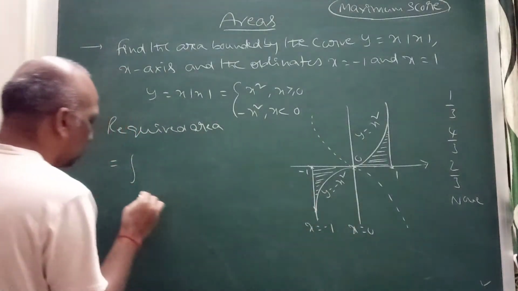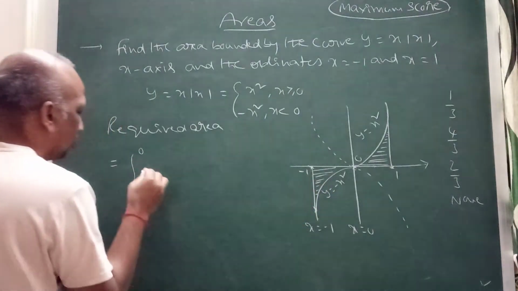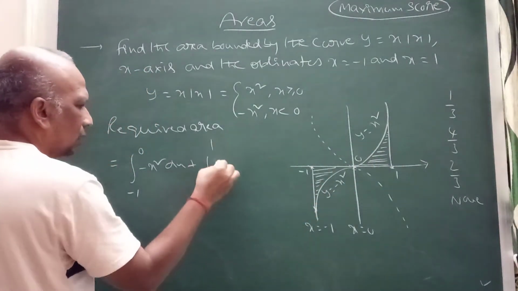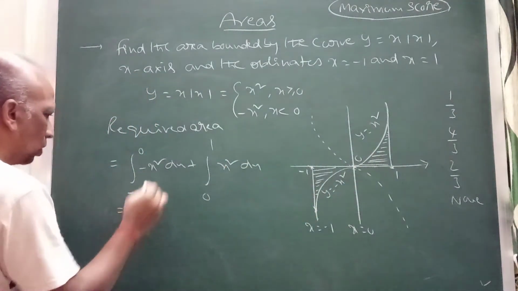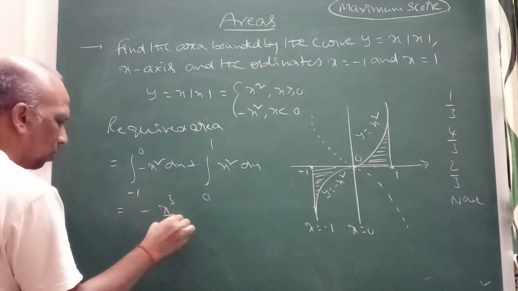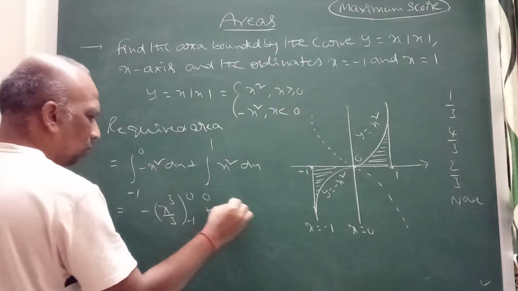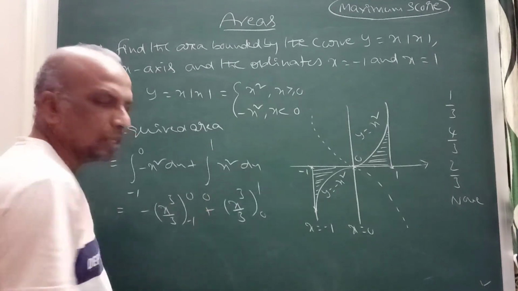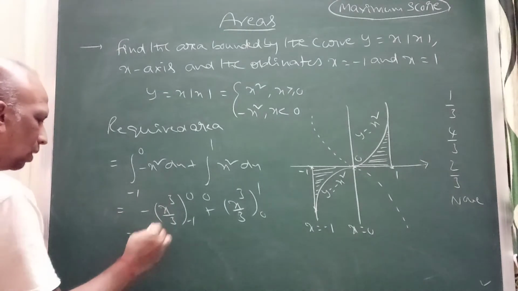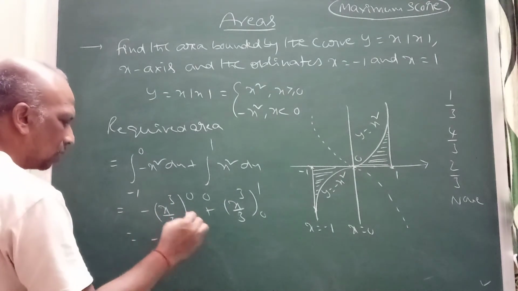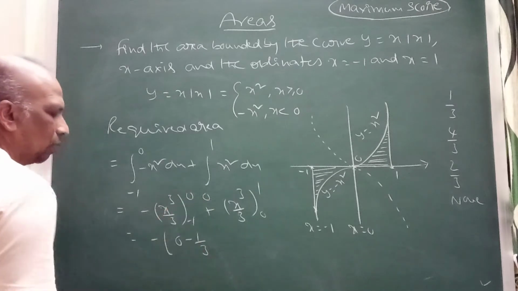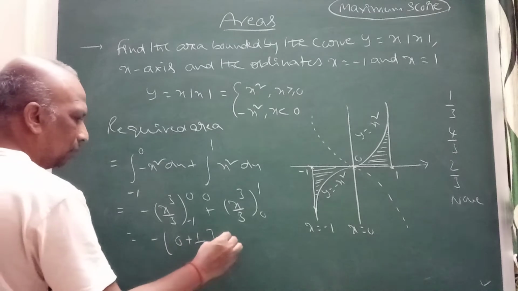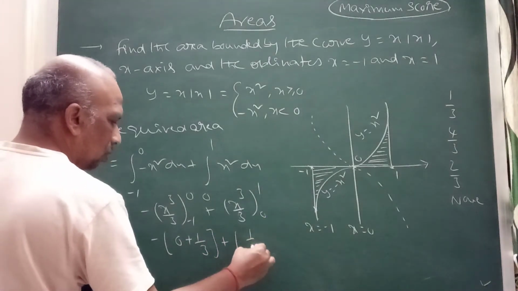integral minus 1 to 0, minus x square dx, plus integral 0 to 1, x square dx. So this will be minus x cube by 3 from minus 1 to 0, plus x cube by 3 from 0 to 1, right? Just substitute the values, upper limit minus lower limit. So minus of 0 minus of minus 1 cube, and for the second you will get 0 for the upper limit minus lower limit, plus 1 cube, it will come. This will be, I can write, 1 by 3.